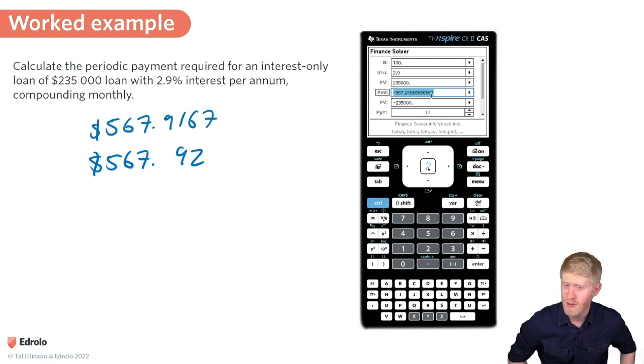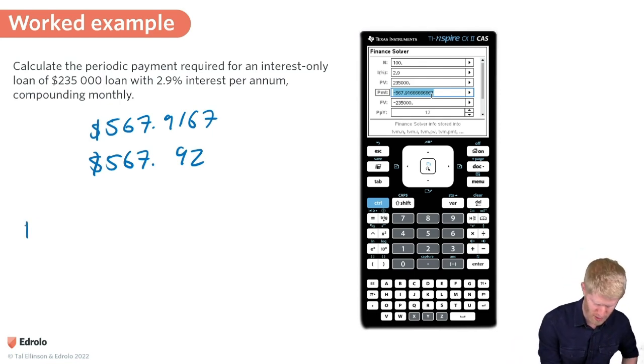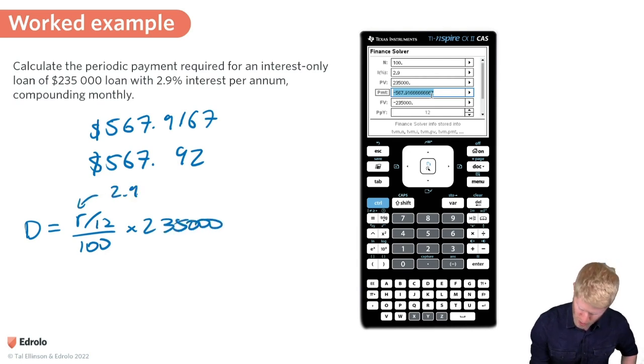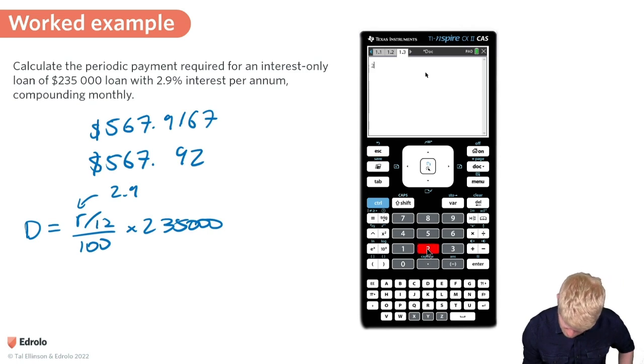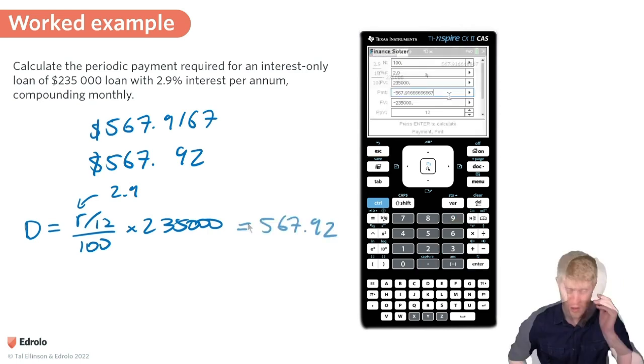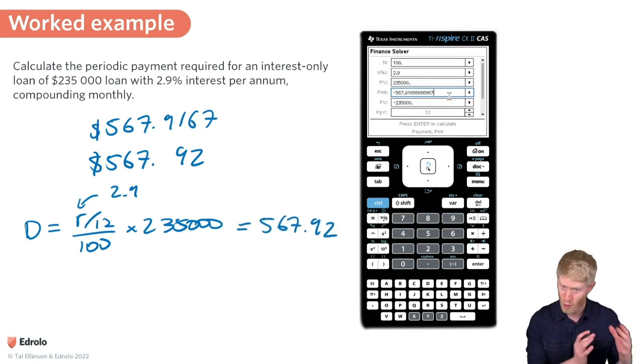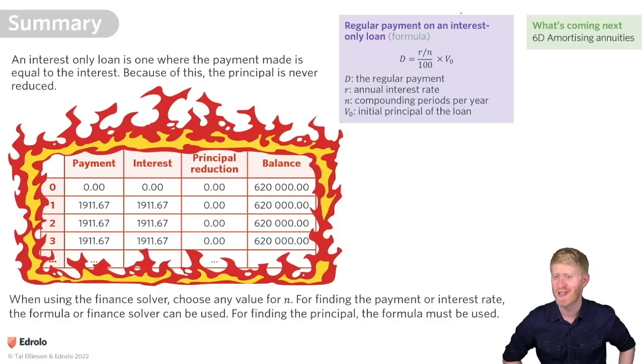What if I wanted to solve that using the formula? D equals R, number of payments per year, 12, times the borrowing amount. R is our annual interest rate, 2.9. So if we did that, let's check it. Beautiful, we get the exact same thing. So in this case, for finding the payment, we can use either the calculator or the formula. All right, those are the key skills for interest-only loans. See you next time for amortizing annuities.